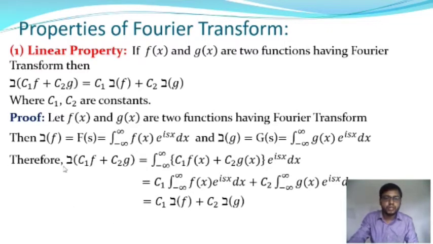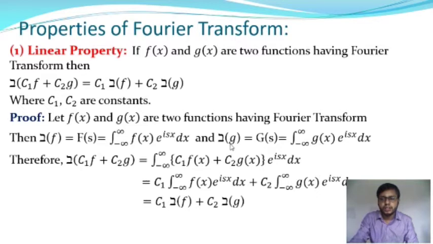So here is the proof of the linear property. Let f of x and g of x be two functions having Fourier transformation. Therefore the Fourier transform of f of x is equal to F of s. This is the definition of the Fourier transformation, denoted by F of s, defined as the integral from minus infinity to plus infinity of f of x times e to the power i s x dx, where the function f of x has a Fourier transformation.